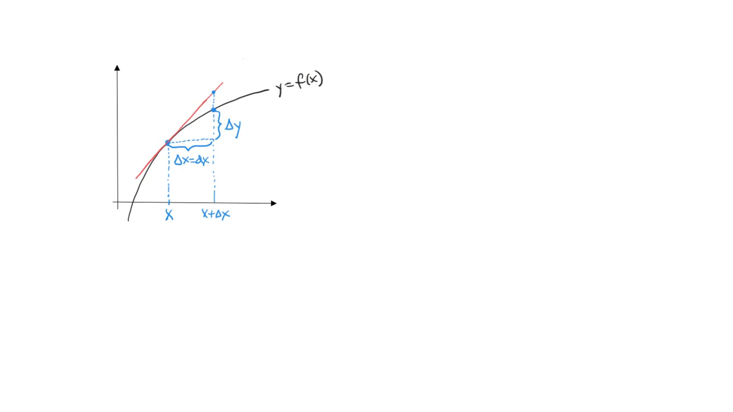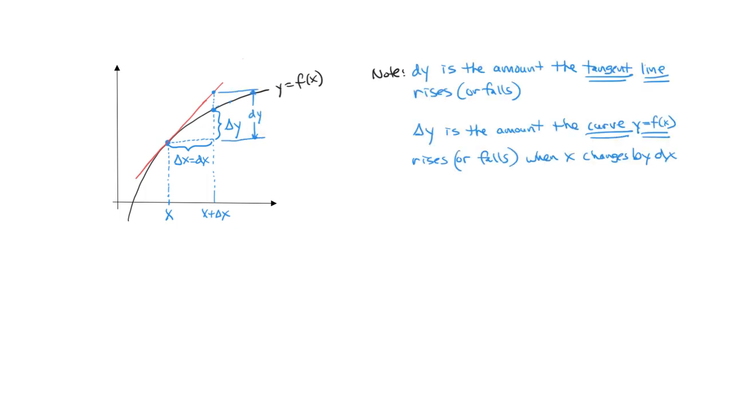And then there's a note. Actually, there's a couple notes here we need to be aware of. Take a look at the picture here and the notes. dy is the amount the tangent line rises or falls. So as x goes from here to x plus delta x, the y-coordinate of the tangent line was here. As x goes over to here, now the y-coordinate of the tangent line is up here. So this change right here was dy.